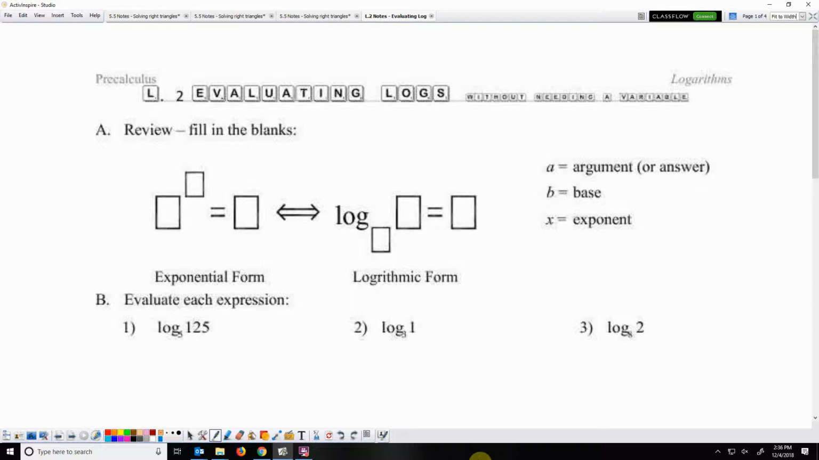Hey guys, today we are going to evaluate some more logarithms without always having to use a variable. Okay, so we'll do a little review: log form versus exponent form. In exponent form, you've got a base to an exponent equals an argument. In log form, it's log, a base, argument equals the exponent. So a logarithm is asking what power or what exponent raises this base to equal this argument.